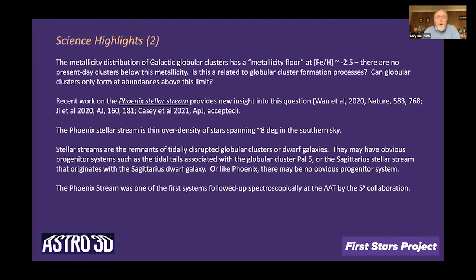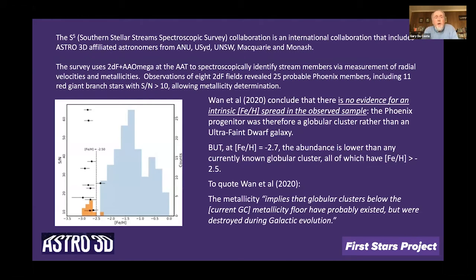Now, there's been a large international collaboration that's been studying stellar streams with the AAT. It's called S5, for Southern Stellar Stream Spectroscopic Survey, and it contains a number of ASTRO 3D affiliated astronomers from the ANU, from Sydney, UNSW, Macquarie, and Monash. We use 2dF plus AAOmega to spectroscopically identify stream members through velocities and metallicities. And we actually observed 8 fields in the Phoenix stream and found 25 probable members.